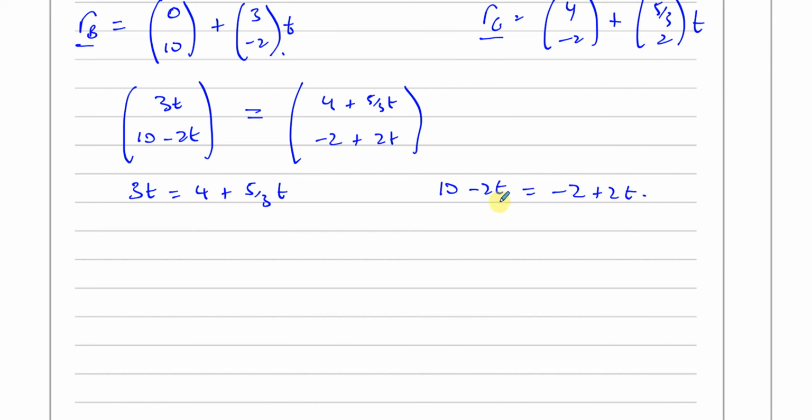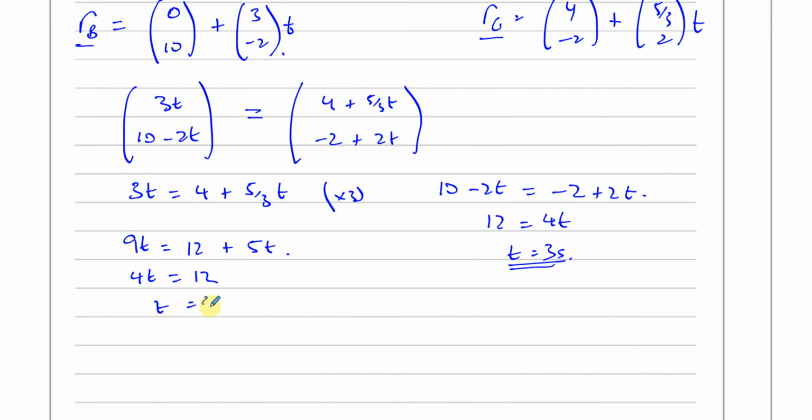And if they both give us the same value of t, it means they definitely will meet at the same time. So if I solve this equation, it looks a bit easy to solve. You've got 10 plus 2, which is 12, equals 2t plus 2t, which is 4t. So t is equal to 3. So they meet after 3 seconds according to the j components. According to the i components, let's multiply by 3 to make it easier, not dealing with fractions. We'll have 9t equals 12 plus 5t. So 9t minus 5t is 4t equals 12. Again, t equals 3 seconds. So we can say for sure they meet at t equals 3 seconds.